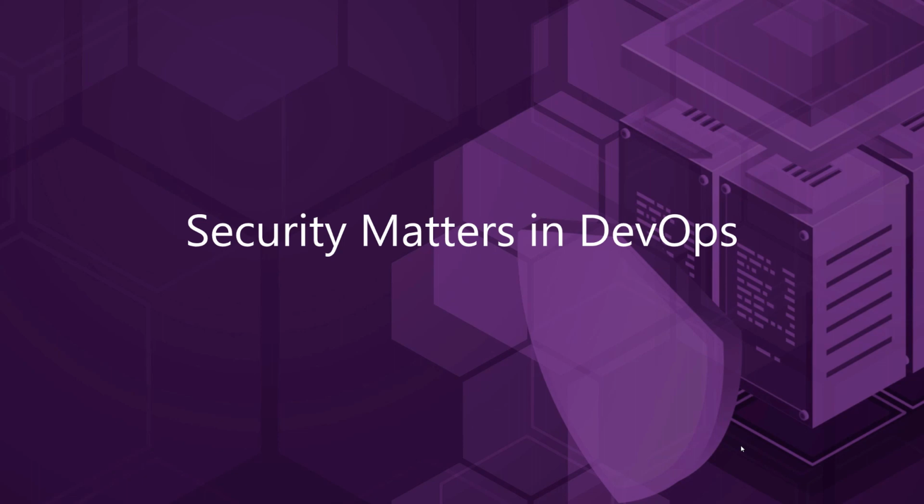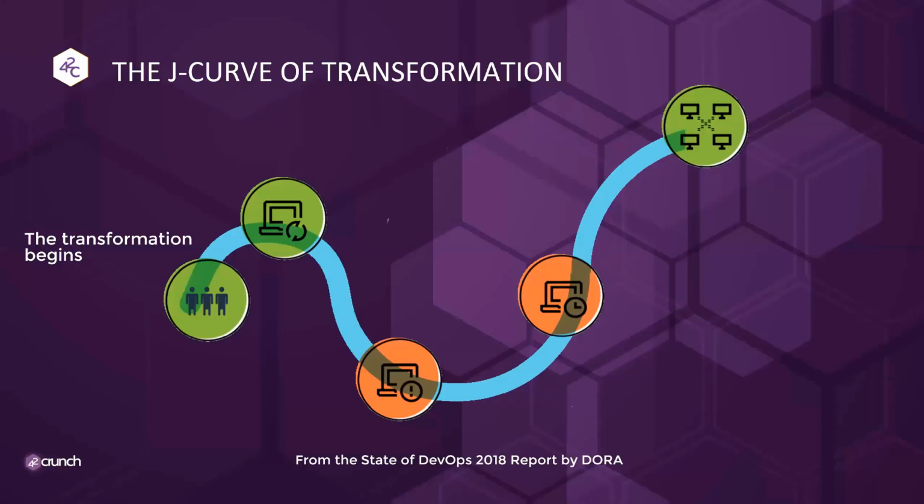So let's start with taking a look at the J-curve of transformation, or how our DevOps journey goes. And usually what we see is something like this J-curve of transformation. And we start out with a reason for why we're going through this. There's some business driver that's causing us to level up our software delivery game, either to take advantage of an opportunity or to stay competitive in tough markets.